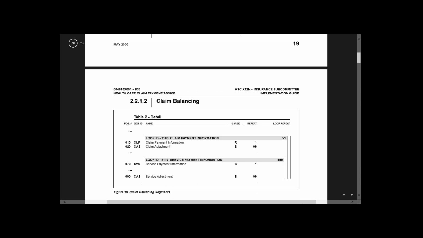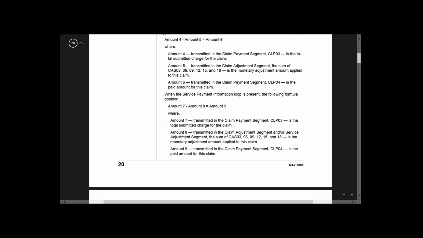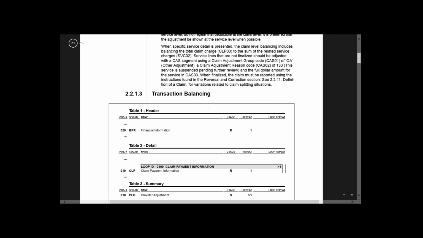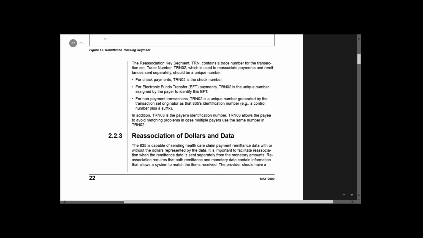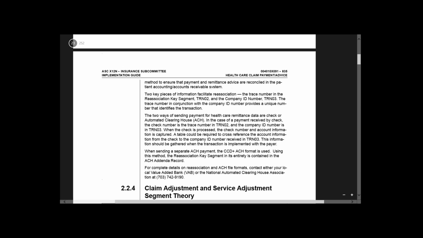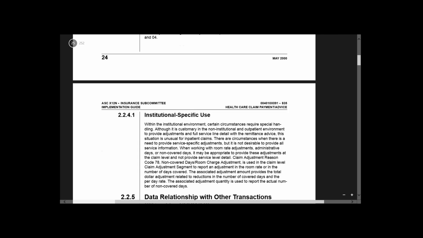Once all that information is captured, let's see what happens next. This is just explaining how the payer to payee flow works. We just talked about it; this is an example given over here, showcasing how the EFT transaction will work.